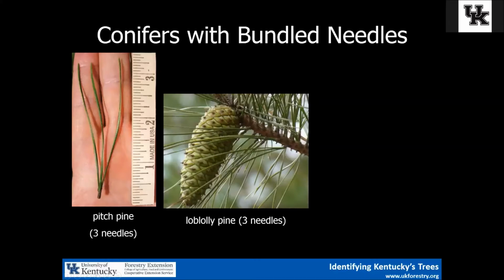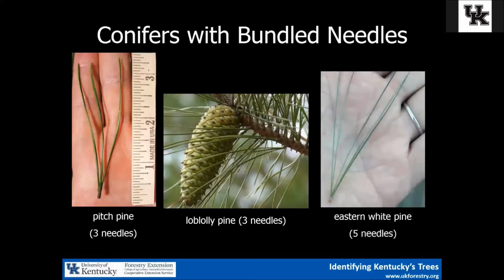Needles can be 6 to 9 inches long. So that's just a good thing to remember with those. So pitch and loblolly have needles in groups of 3. And then lastly, our eastern white pine. Many of you all may know this. You may have it planted in your yard. It has needles in groups of 5. It's the only conifer with needles in groups of 5. So those are our conifers with bundled needles.